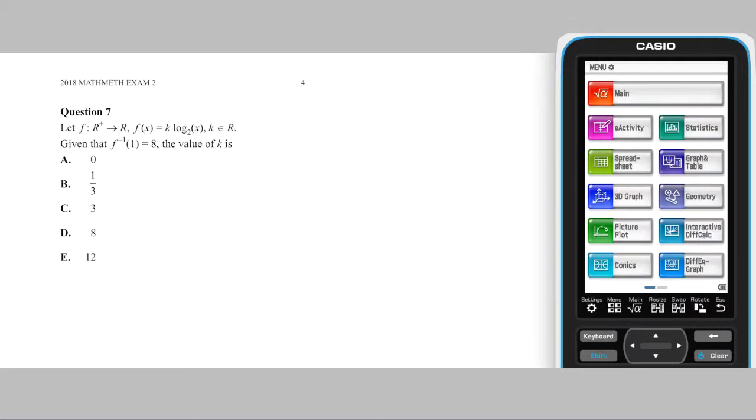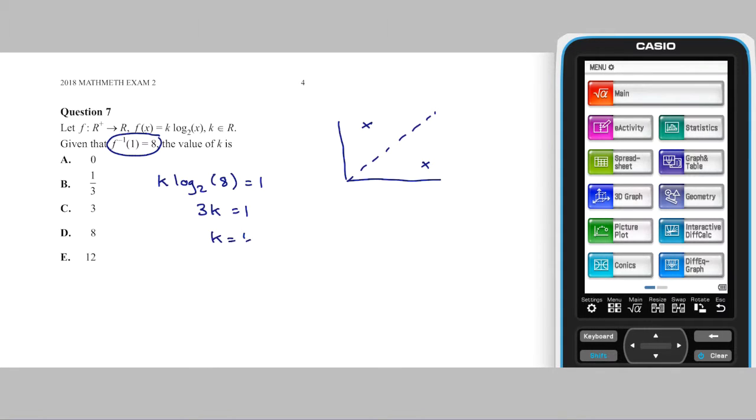Question 7. Given that f inverse of 1 is equal to 8, then we know that f of 8 will be equal to 1. In other words, k log base 2 of 8 equals 1. And as we know that log base 2 of 8 is 3, this resolves to 3k equals 1, or k equals 1/3. And so the answer is B.